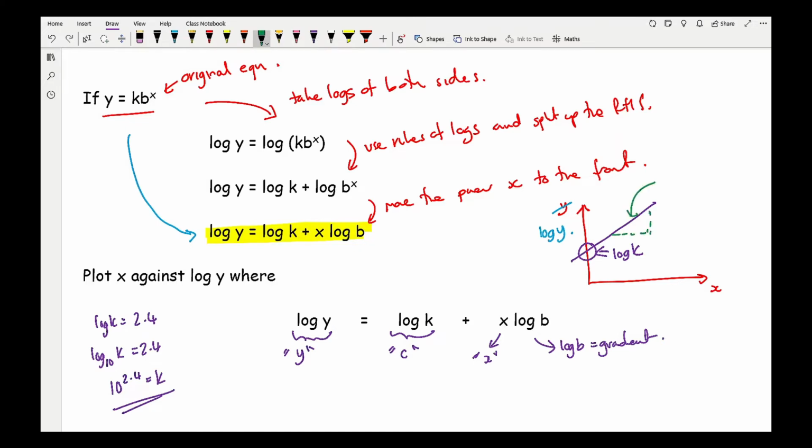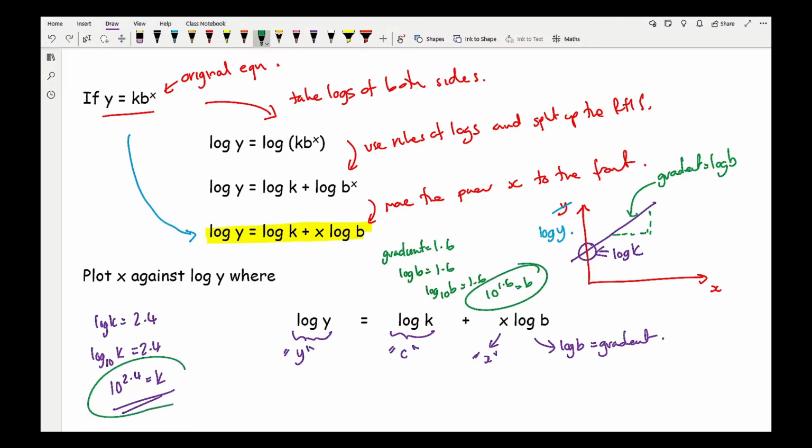So the gradient is going to be equal to log b. So again, if I worked out that the gradient was, let's say, 1.6, then log b would equal 1.6. So log base 10 of b would equal 1.6, so 10 to the power of 1.6 would equal b, and then there I've worked out my constant of b. And once I've got my k and my b values, I can then go back to my original equation and write down what those values are going to be.